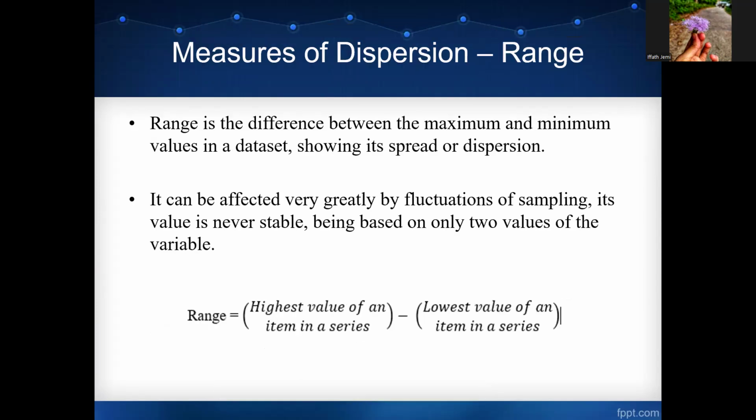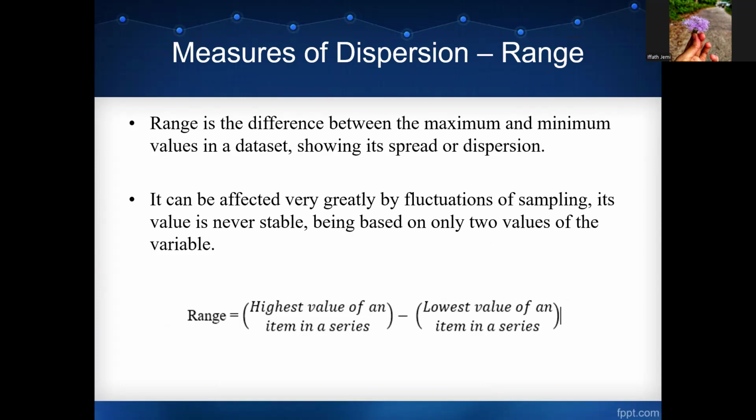Now let's talk about measures of dispersion. An average fails to give any idea of the scatter of the values of items of a variable in the series around the true value of the average. In order to measure this scatter, statistical devices called measures of dispersion are calculated.